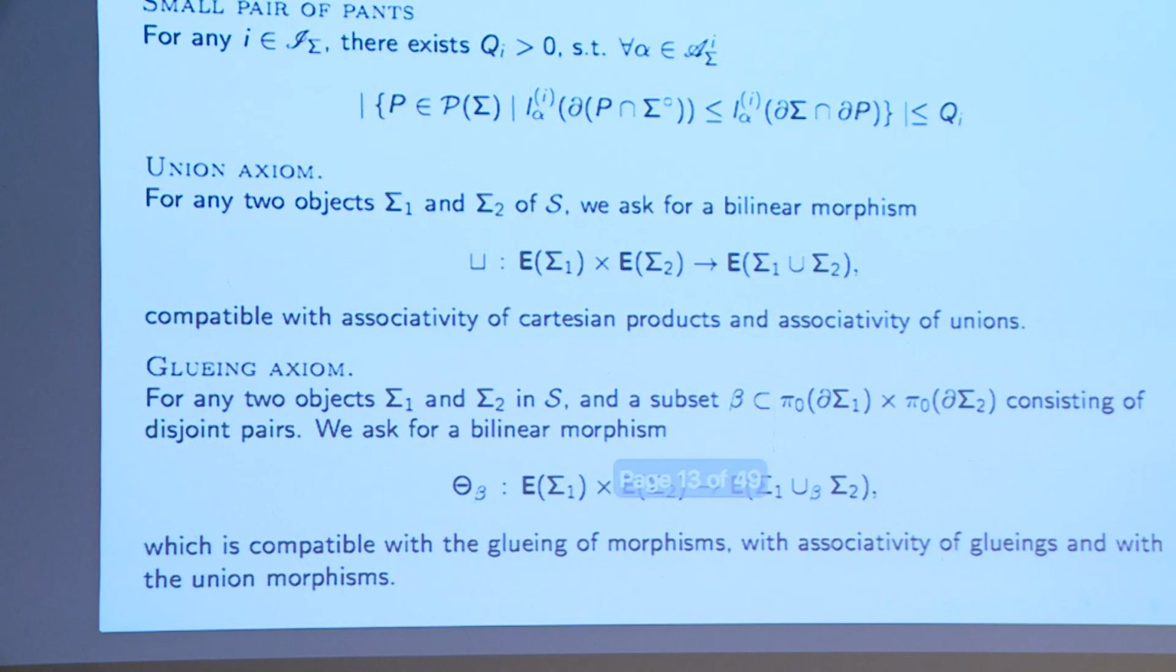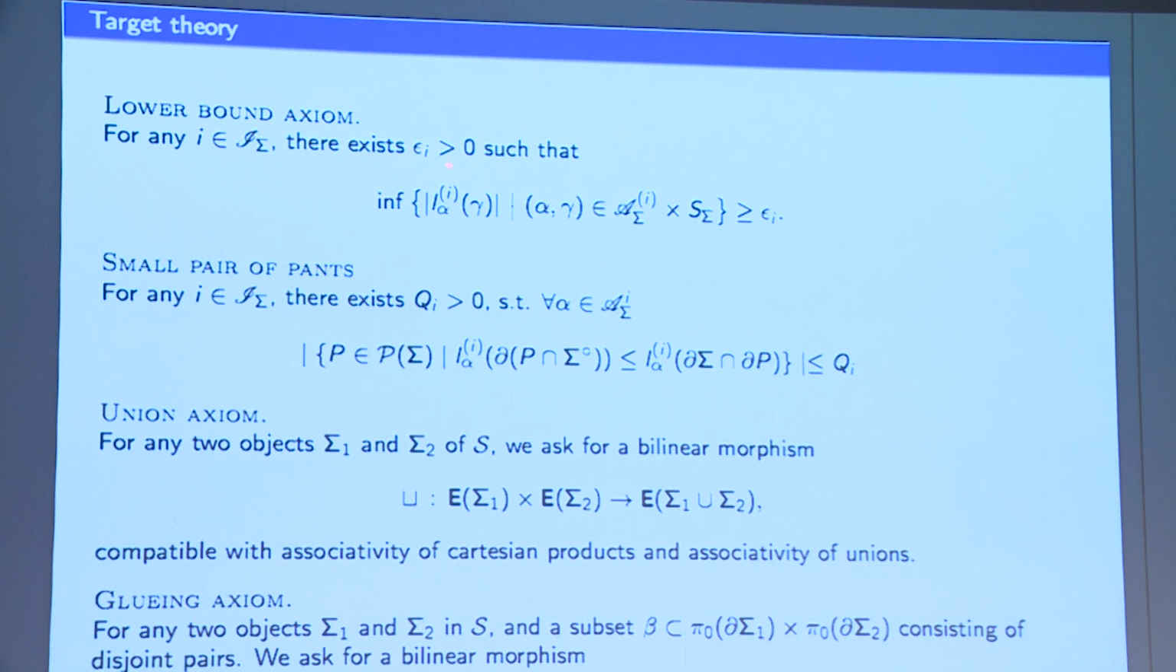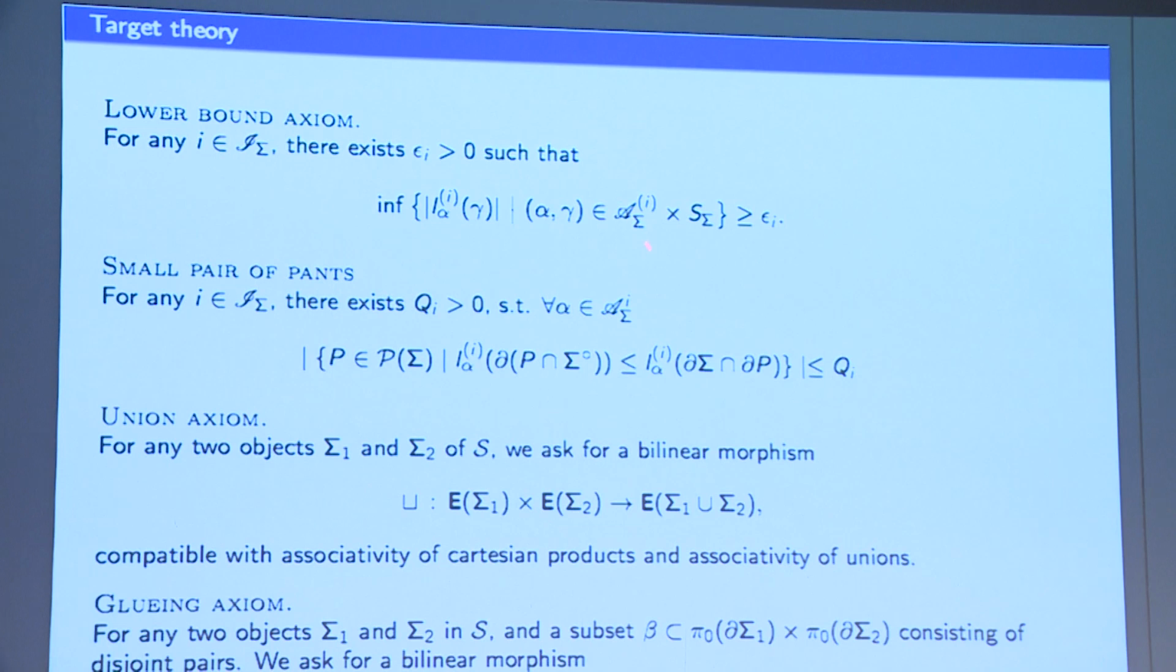Okay, then there is a lower bound, and that is directly from the systole definition. Here we extracted this out. It says that for any i, there should exist an epsilon_i bigger than zero, such that the infimum of the length over the set of all the seminorms and all the simple closed curves on the surface should be bigger than epsilon_i. So that's just the analog of saying that I have picked systole sets.